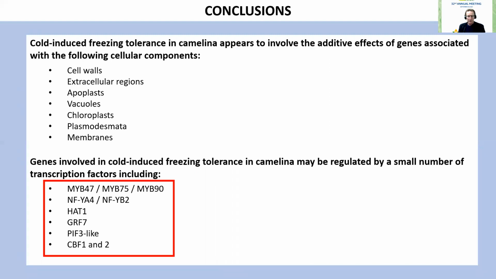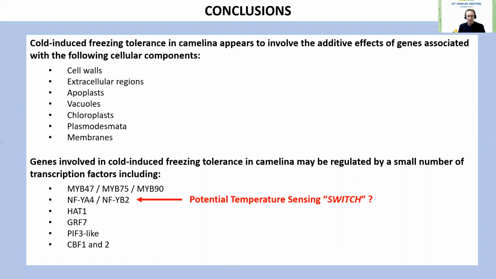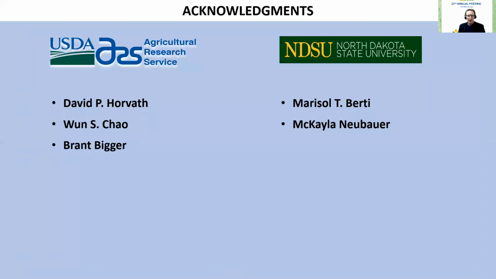The observation that transcripts annotated to NFYA4 and NFYB2 show an inverse relationship in expression in response to cold acclimation is noteworthy. Thus, because these two subunits of the NFY complex are differentially regulated by cold acclimation in the winter biotype, it is possible that these two transcription factors constitute a critical temperature sensing switch for regulating networks involved in cold-induced freezing tolerance.